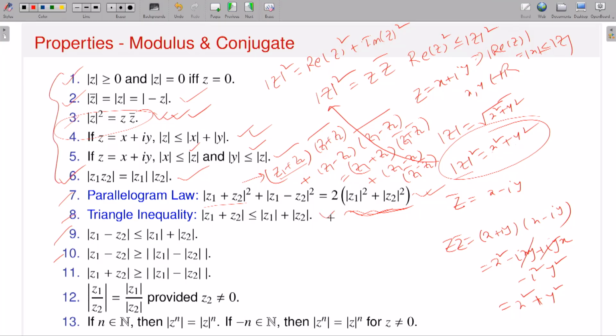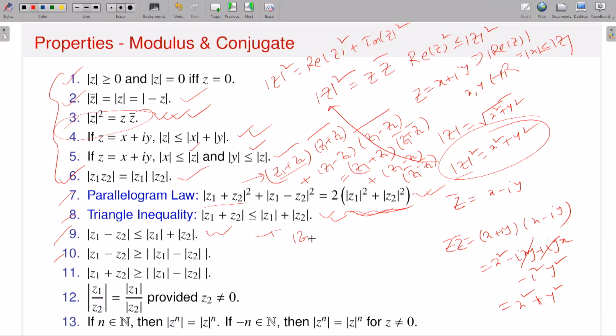This is the triangle inequality: modulus of z1 plus z2 is dominated by mod z1 plus mod z2. Again, you just take z1 equal to x1 plus iy1, z2 equal to x2 plus iy2, then take the absolute of z1 plus z2 and you can easily prove that. This is also another kind of triangle inequality, for modulus of z1 minus z2. In fact, it follows from there itself. So this is very trivial.